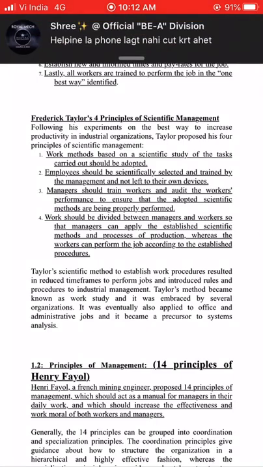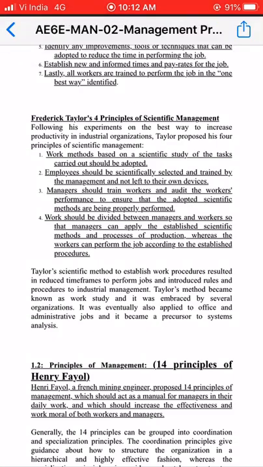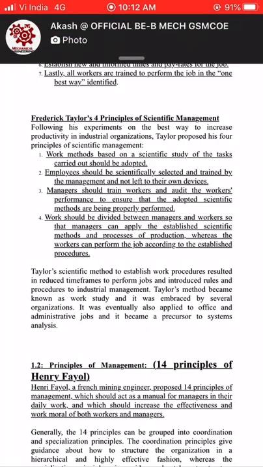Then the second is what? Employees should be scientifically selected. Scientifically selected means they should be trained. They should be scientifically selected and trained by the management and not left to their own devices. So we need to select the employees scientifically and we need to train them.